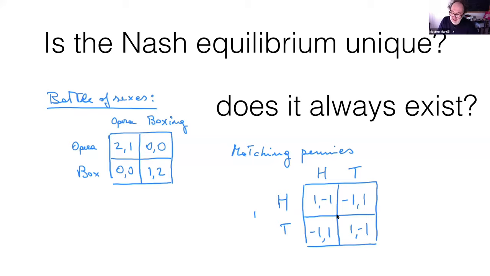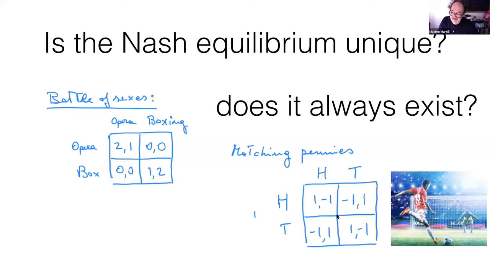But what you can realize is that you should expect this, because this is the same situation as when you have a penalty kick in football, okay? So the player has to choose whether to kick on the left or on the right, and the goalkeeper has to decide whether to go on the left or on the right, okay? And the goalkeeper wins if he goes in the same direction as the player, and the player wins in the other situation, okay? So what is the best strategy for the player in this case?